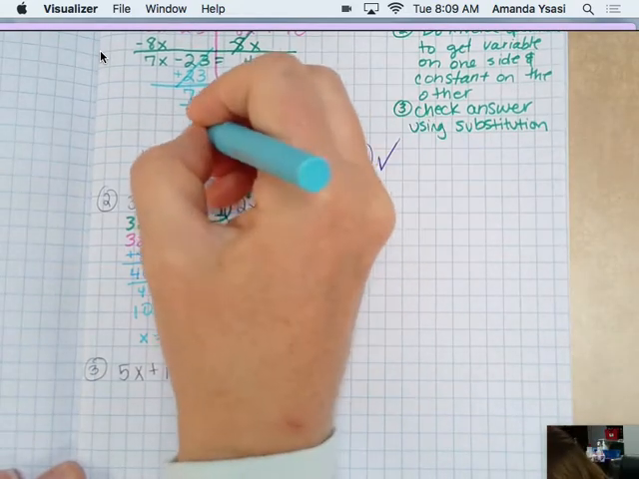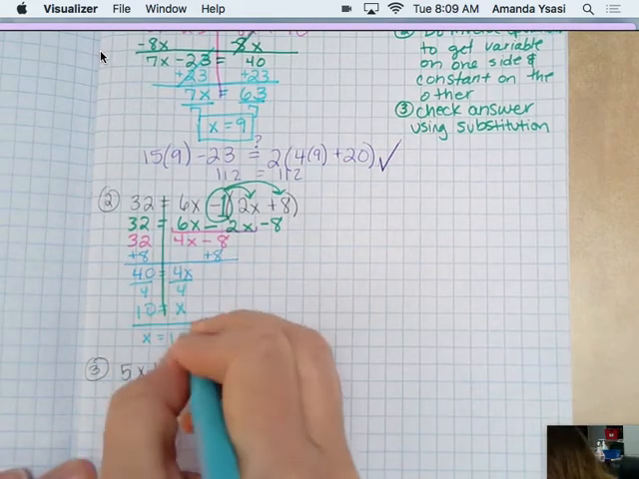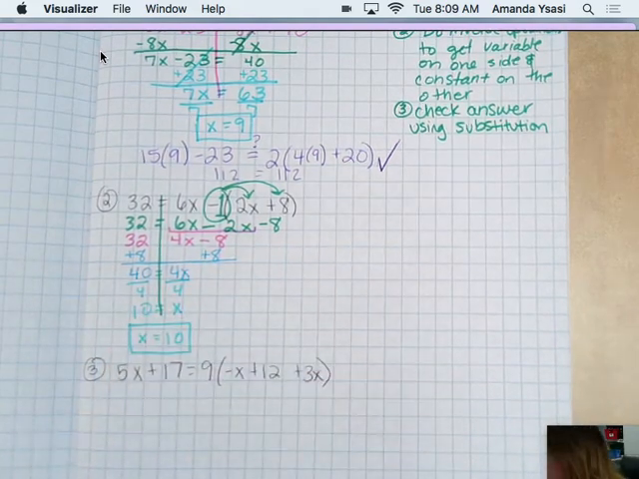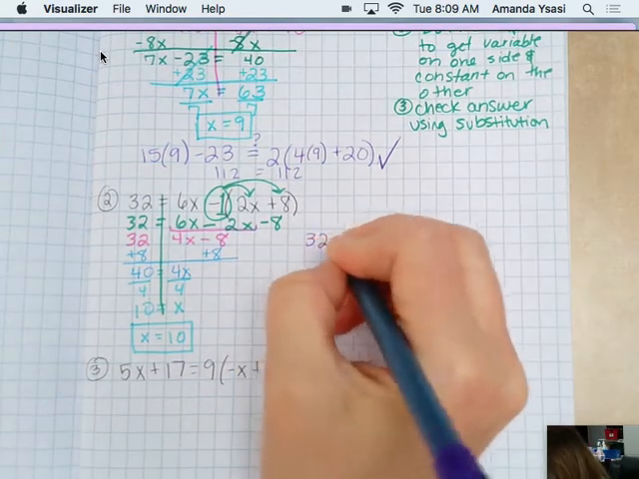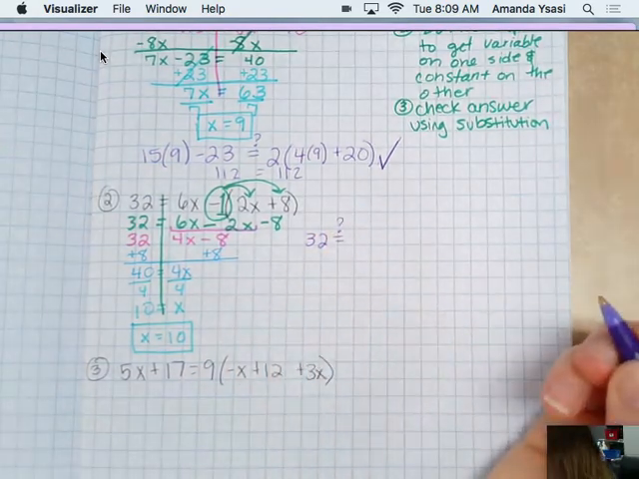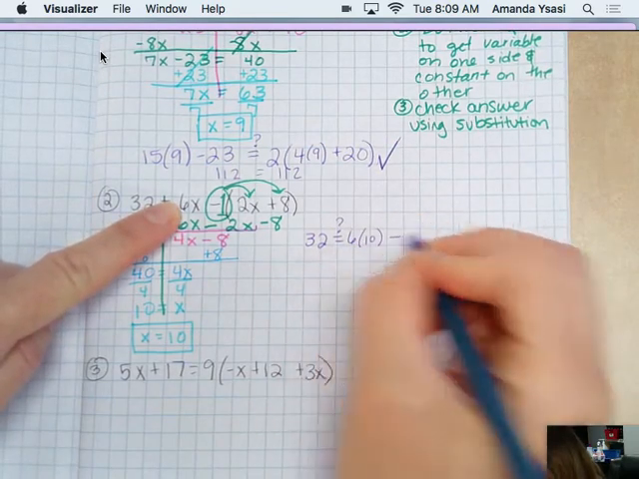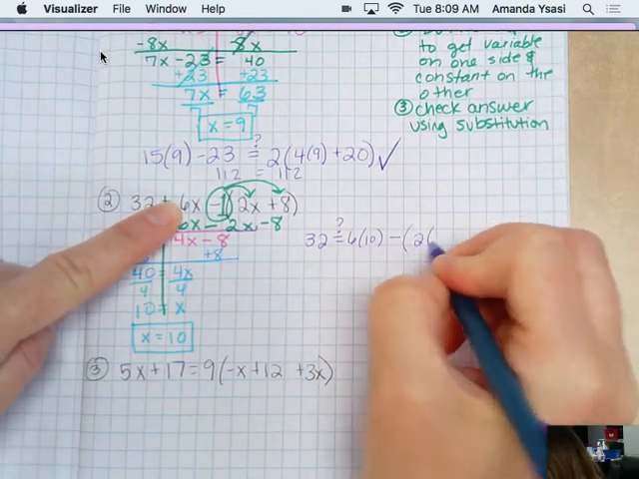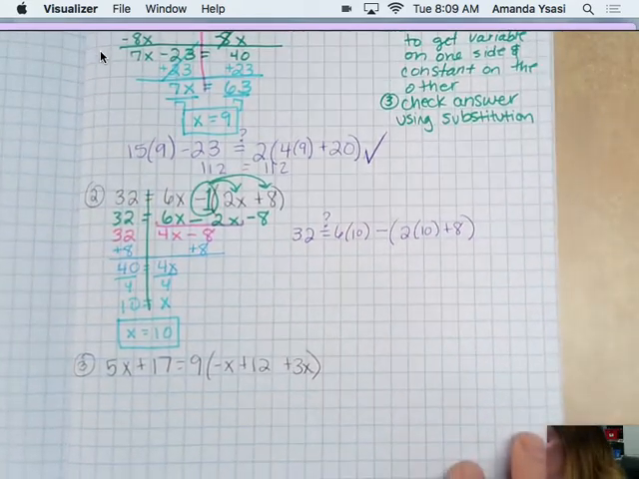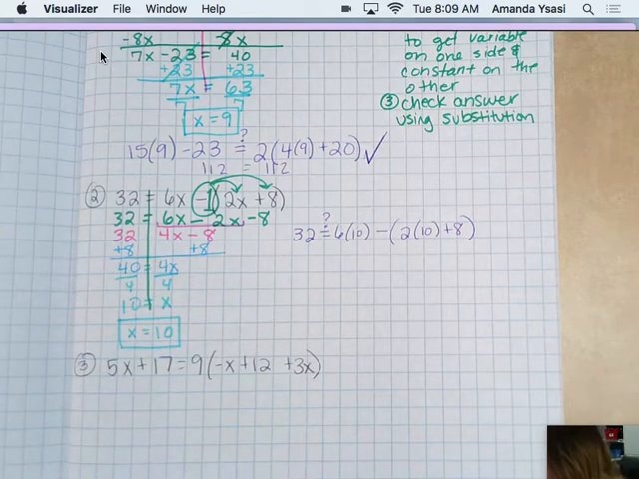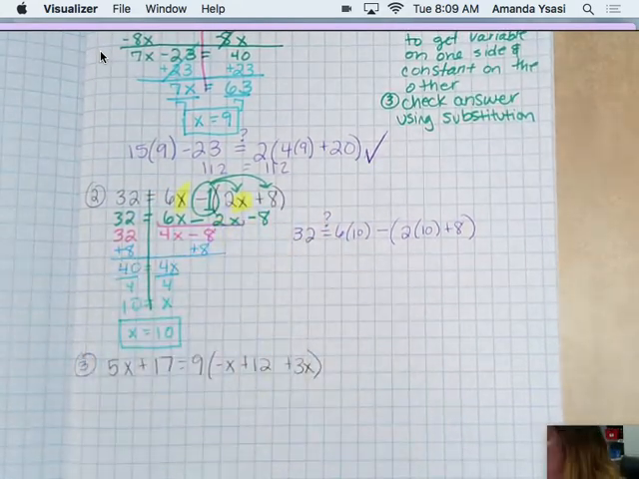Oh, I forgot to box my answer up here. Try to box your answers so they're easy for me to find them. But we still have to check our work. So we say 32 equals, with a question mark on top, 6 times 10 minus, parentheses, 2 times 10 plus 8. Every time there's an x, I'm plugging in a 10.